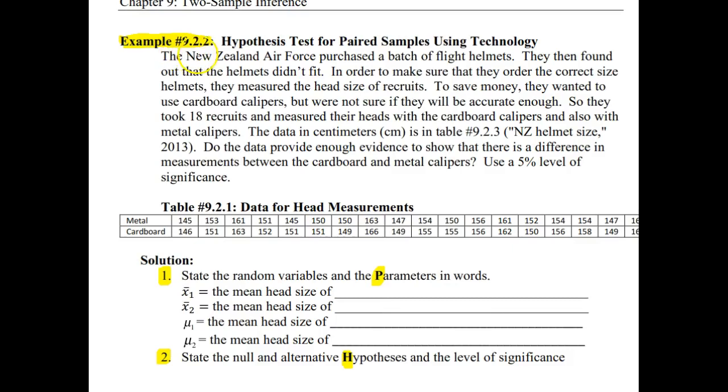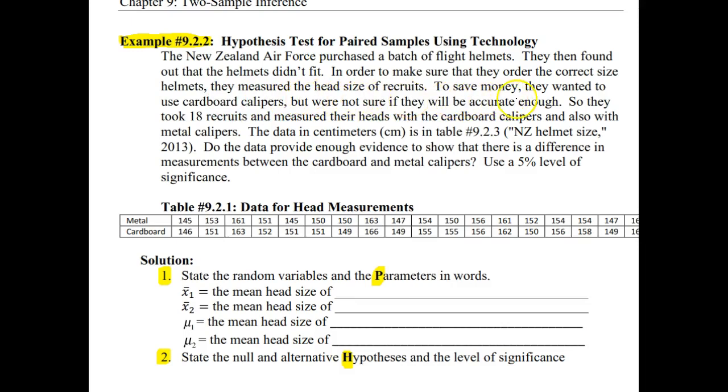So example 9.2.2. Hypothesis test for paired samples using technology. The New Zealand Air Force purchased a batch of flight helmets. They then found out that the helmets didn't fit. So in order to make sure that they order the correct size helmets, they measured the head size of recruits.